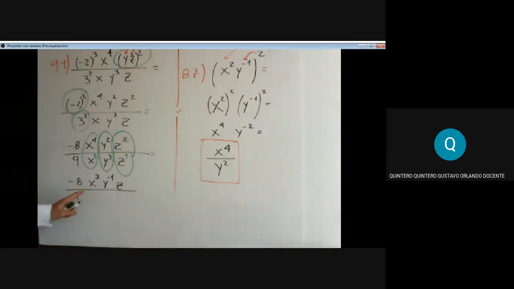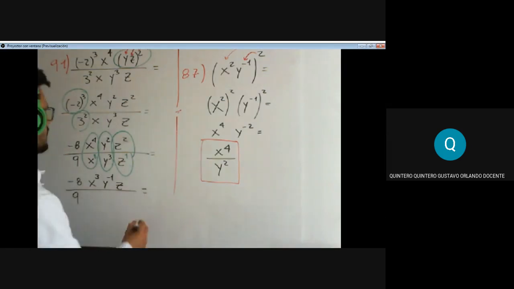Beautiful. So you would say, teacher, there's a negative. We need to do something about it. We cannot leave exponents that are negative. So the final step, the real final answer.